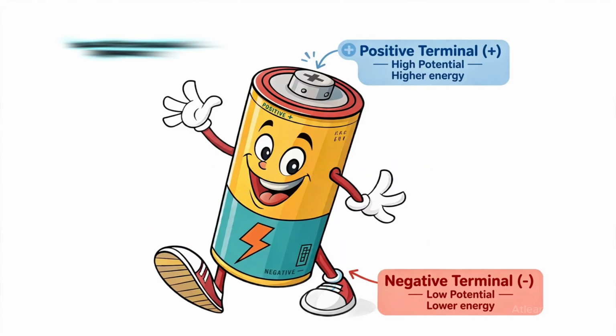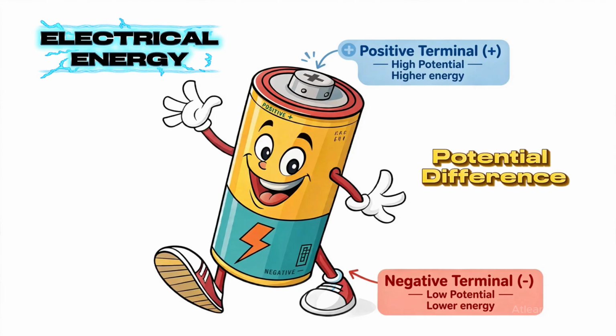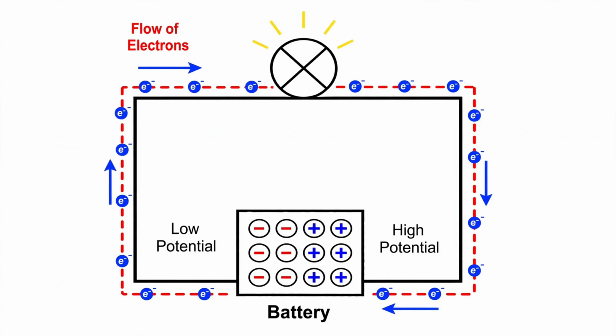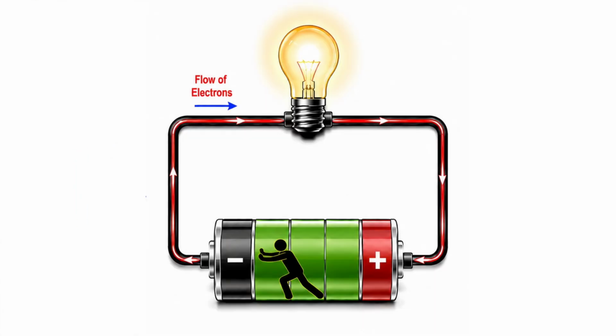A battery is a source of electrical energy that creates a potential difference between its terminals. When we connect the terminals through a complete circuit, this potential difference drives charges through the circuit. For example, when you connect a battery to a small bulb using wires, current flows through the circuit and the bulb glows.